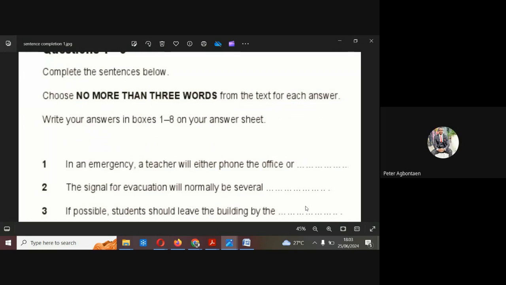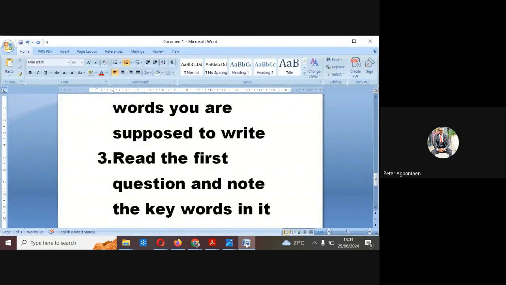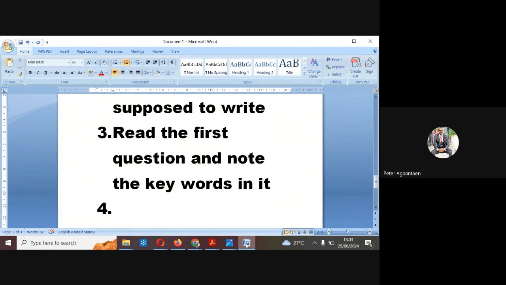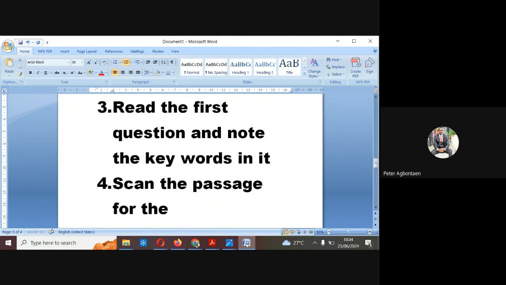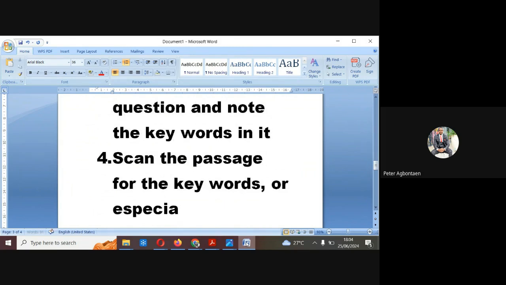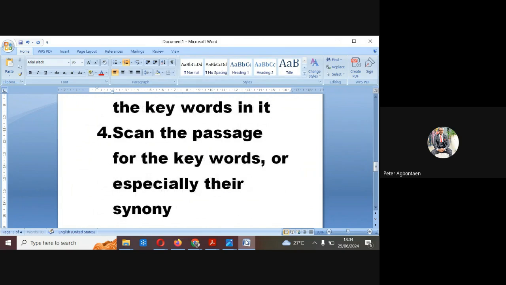All right. So you read the question and you take note of the keywords in the question. Then the first step is that you scan the passage for the keywords, or especially their synonyms and paraphrases.